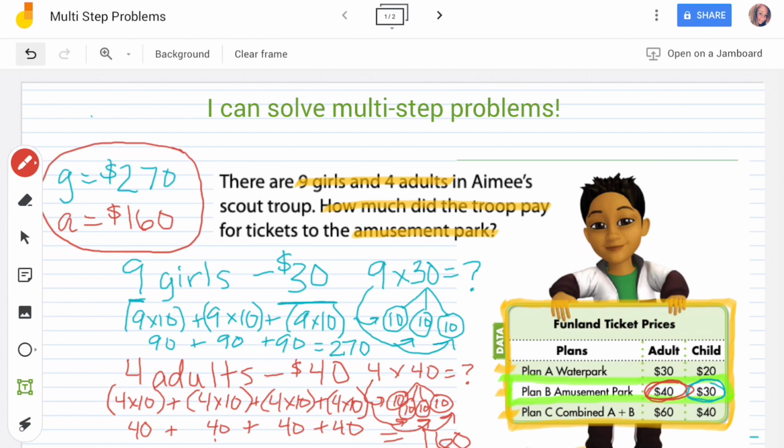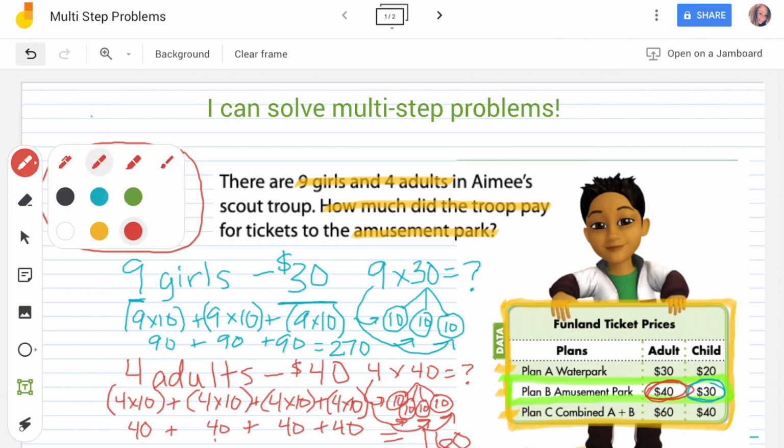That's right, I can add them. I'm going to add the total for the girls and the total for the adults. Now I want to keep my work precise, so I'm going to come up here to the top of my board and I'm going to go ahead and add those.